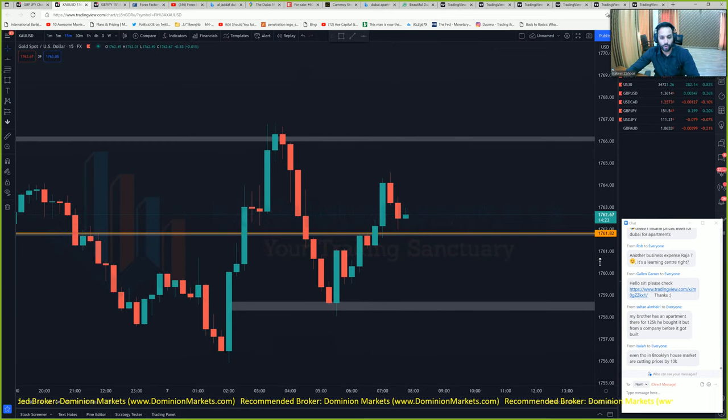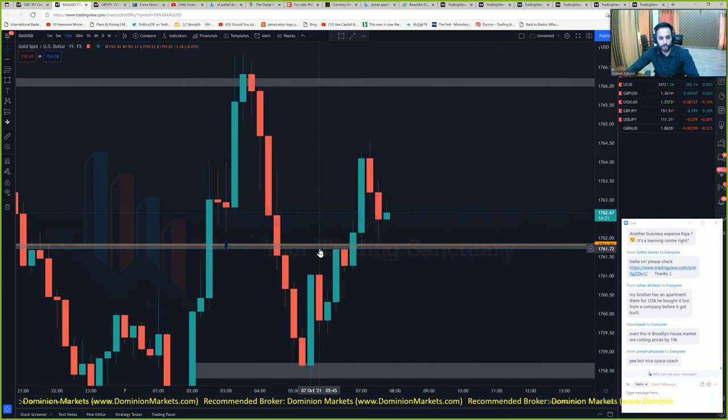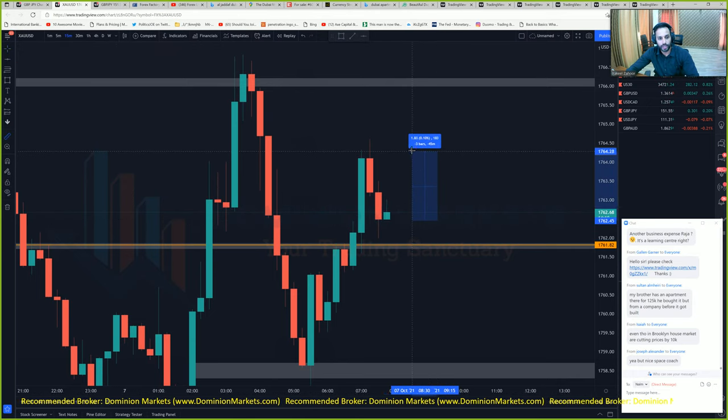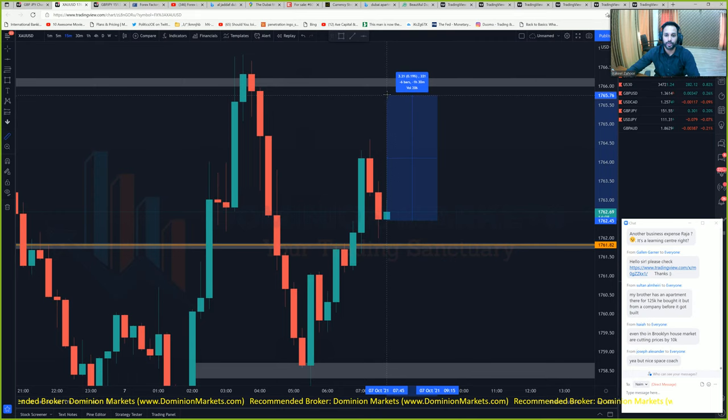All right, so look what gold did over here, right? Gold broke above 1761. We made a high, came down. If we can create some sort of a support, possibly continue up to retest this high and then possibly continue up to 1766. That could happen.